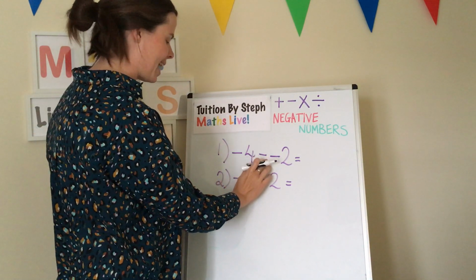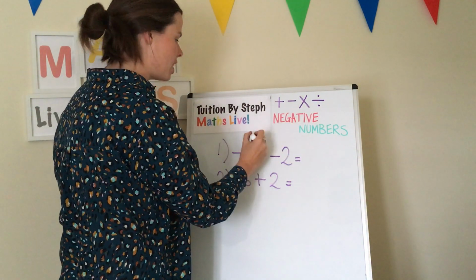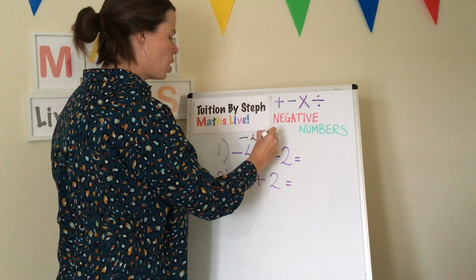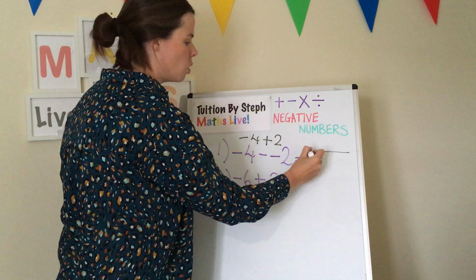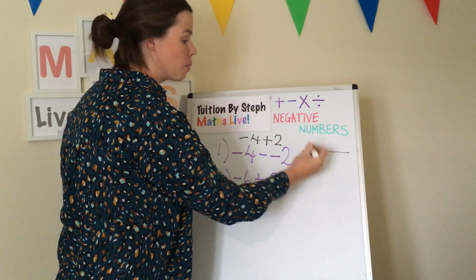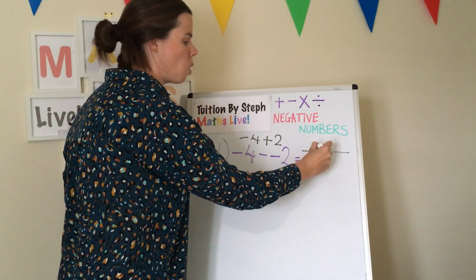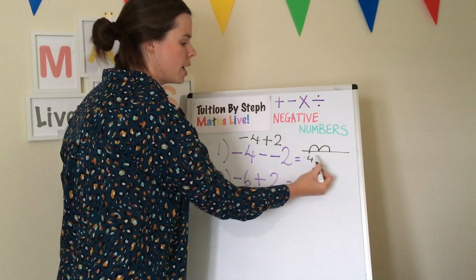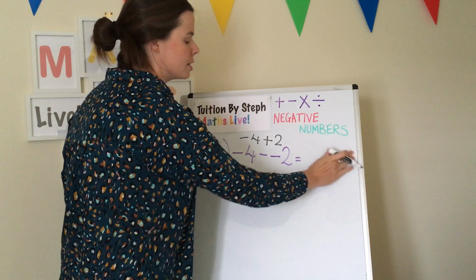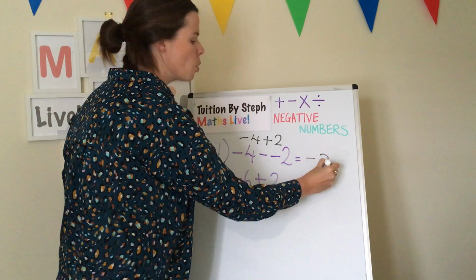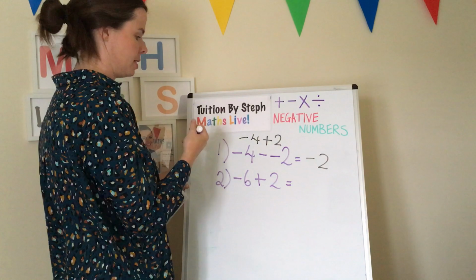Negative 4 take away negative 2. Oh, look, they're matching. So it's actually negative 4 plus 2. So if we're at negative 4 on the number line, and we add 2, that means we're going up towards the positive numbers. So 1, 2, so that's negative 4, negative 3, negative 2. So the answer is negative 2. We didn't quite get into the positive numbers, but the number has increased still.